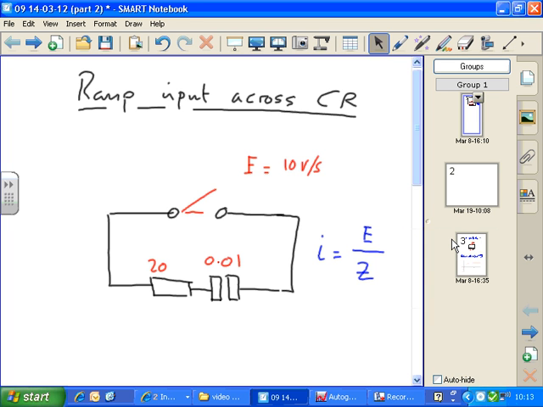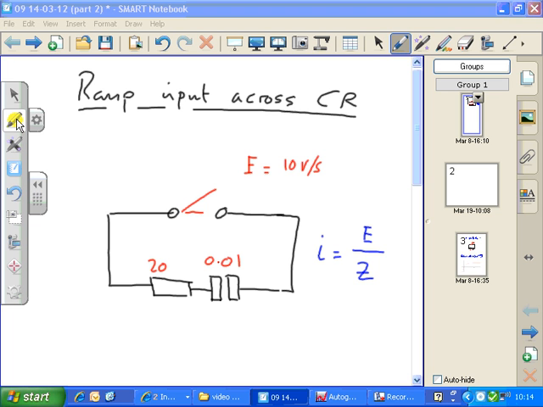Okay, continuing with our examples of putting voltages across resistors, capacitors and inductors, let's look at an example of a ramp voltage now put across a capacitor. So the ramp voltage, 10 volts per second, means that the voltage is increasing at the rate of 10 volts per second. And for this particular example, we're assuming it's going to carry on rising at that rate indefinitely.